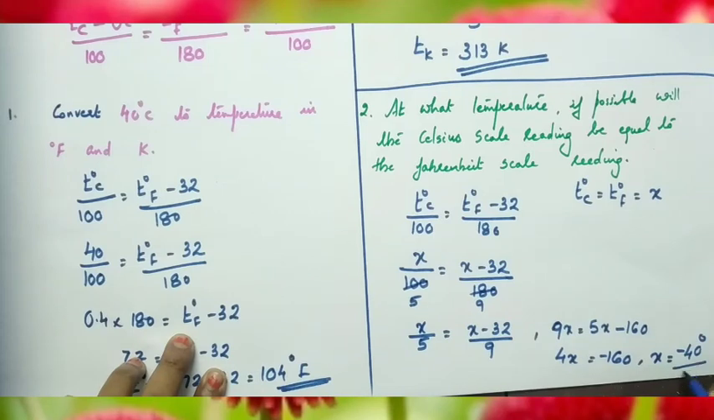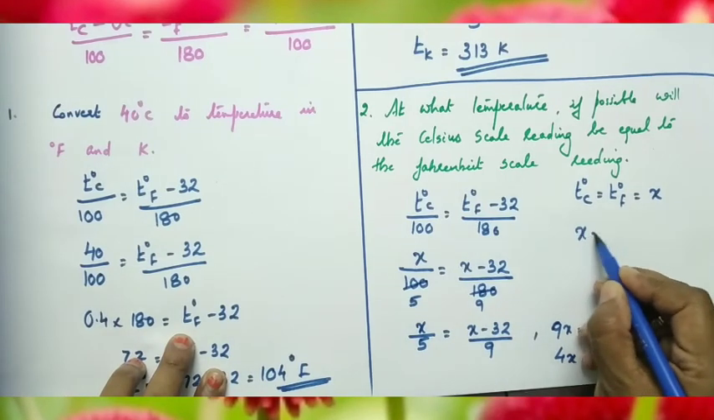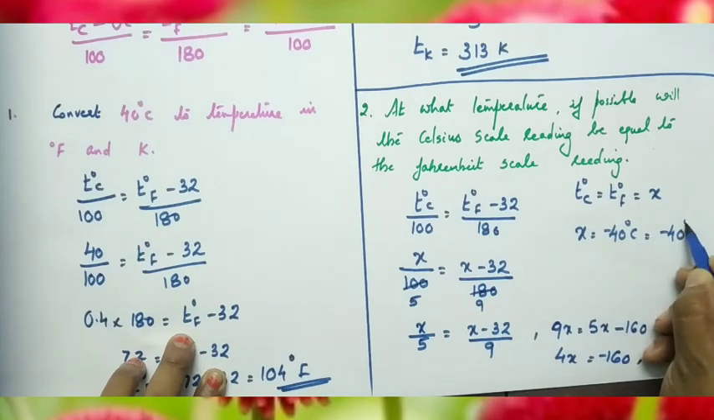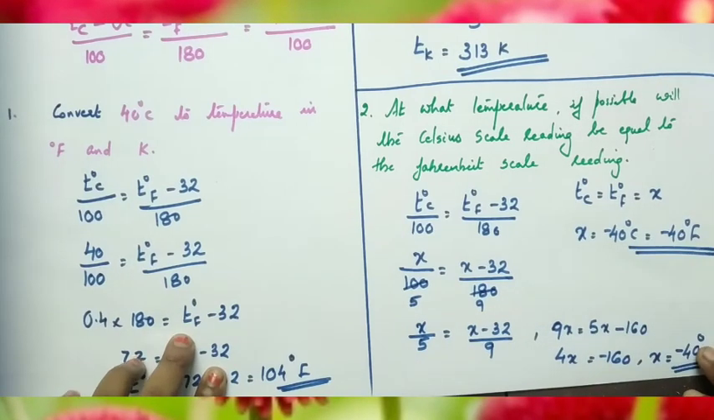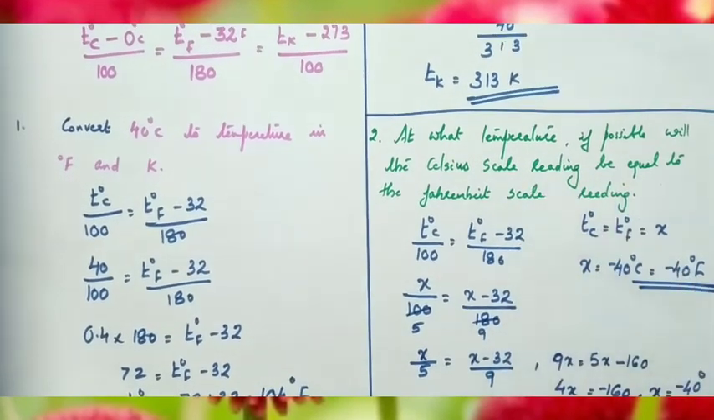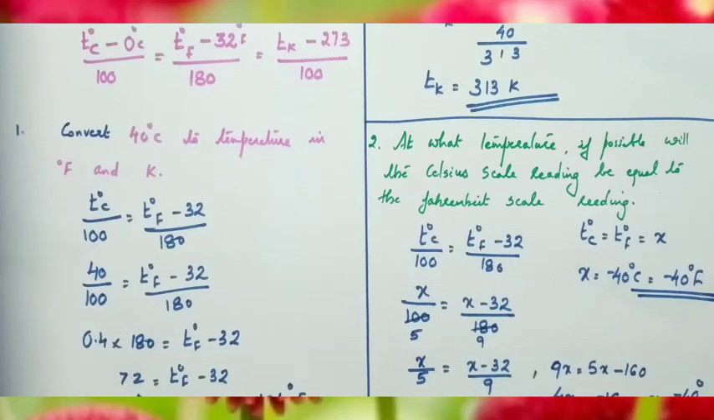Minus 40 degree. So, what is the value of X? X is equal to minus 40 degrees Celsius or minus 40 degree Fahrenheit. So, at minus 40 degrees, the temperature in degrees Celsius and the temperature in Fahrenheit coincide.